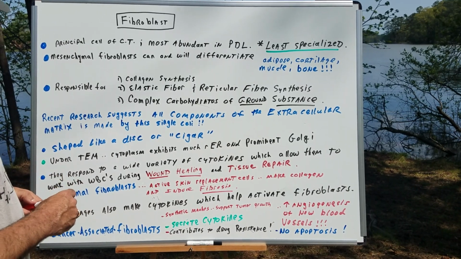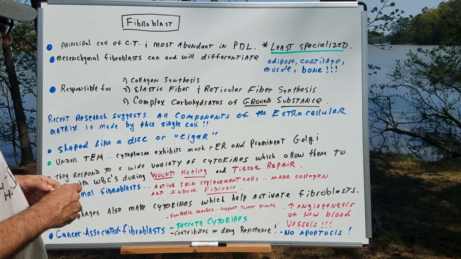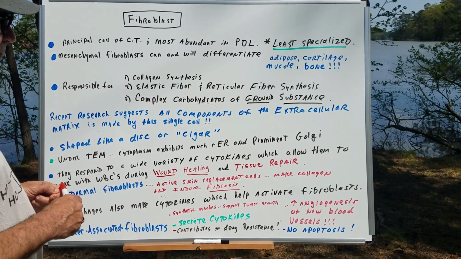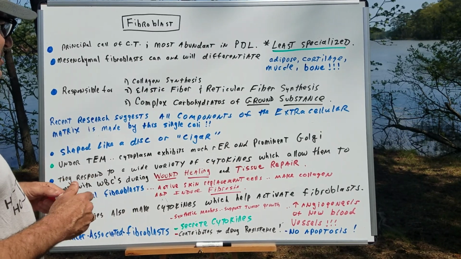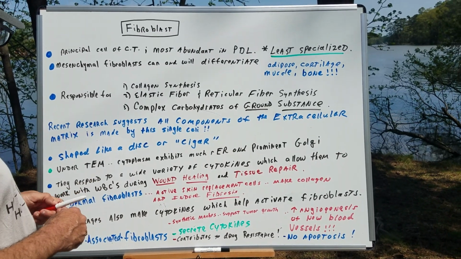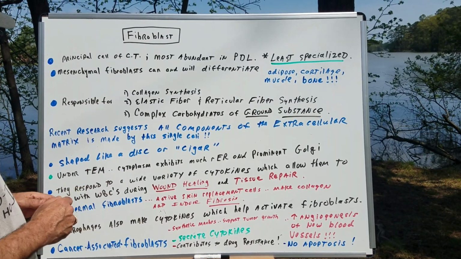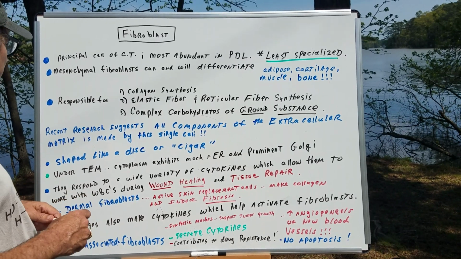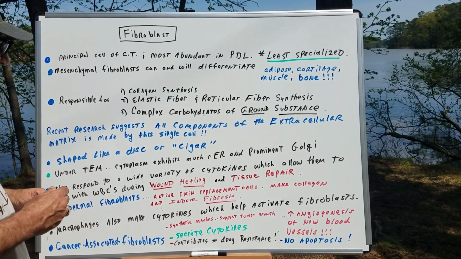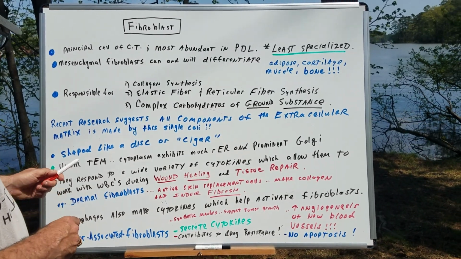They have a huge amount of functions. For example, collagen synthesis, elastic fiber and reticular fiber synthesis, and the complex carbohydrates of the ground substance are produced by the cell. Recent research has suggested all components of the extracellular matrix are made by this single cell called the fibroblast. So when you're thinking of the extracellular matrix and the ground substance, you can thank the fibroblast.